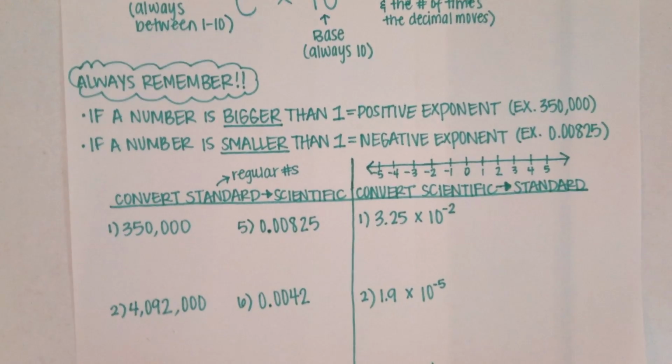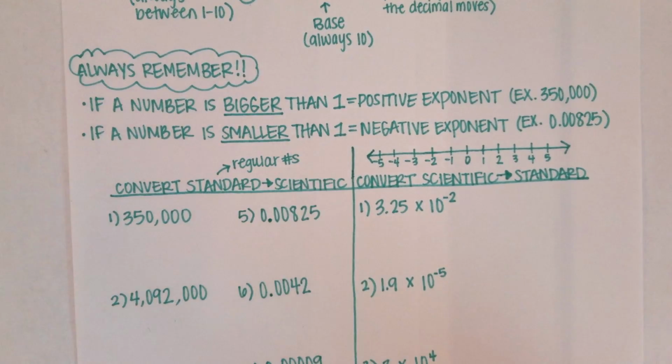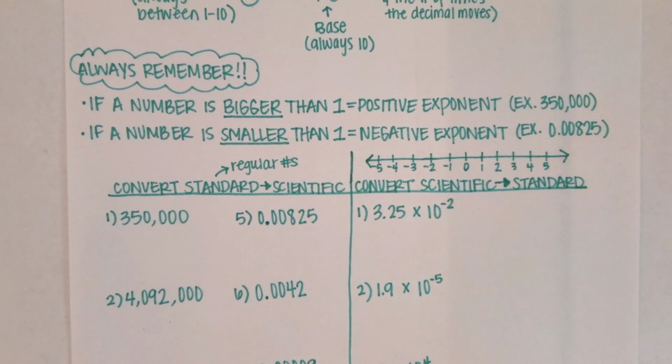So for scientific notation, we always want to remember if a number is bigger than 1, then it's going to have a positive exponent. For example, 350,000. That number is bigger than 1, so it's going to have a positive exponent. If a number is smaller than 1, it's going to have a negative exponent. So for example, 0.00825 is less than 1, so it's going to have a negative exponent. So if it starts with zeros in the front, you know that your exponent will be negative.